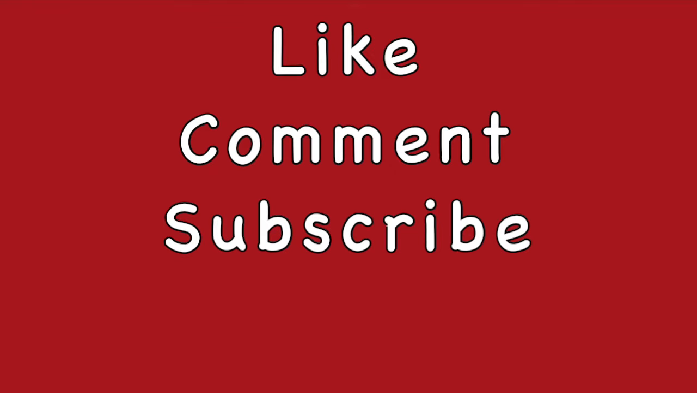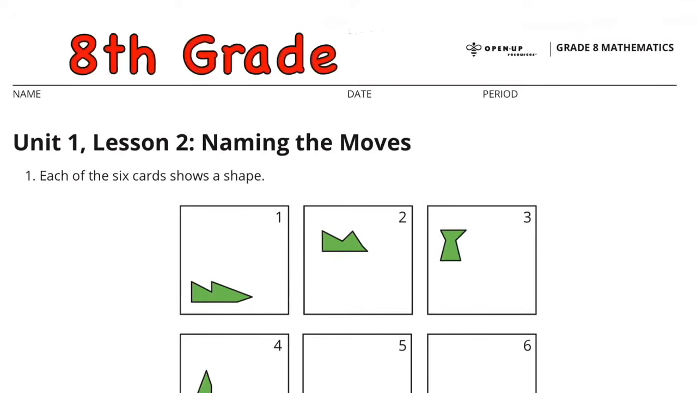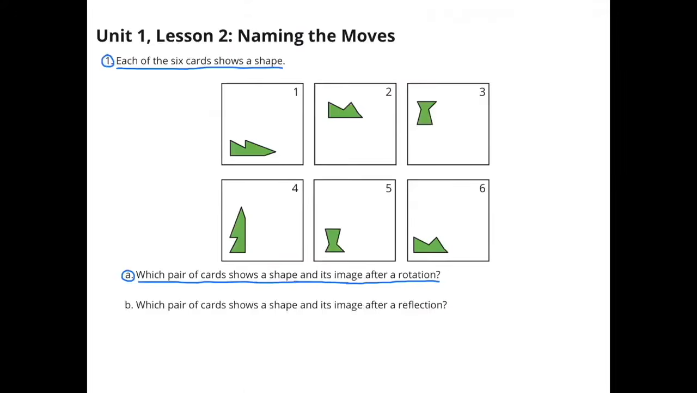See you next time. 8th grade, Unit 1, Lesson 2, Naming the Moves. Number 1. Each of the 6 cards shows a shape. A. Which pair of cards shows the shape and its image after a rotation?